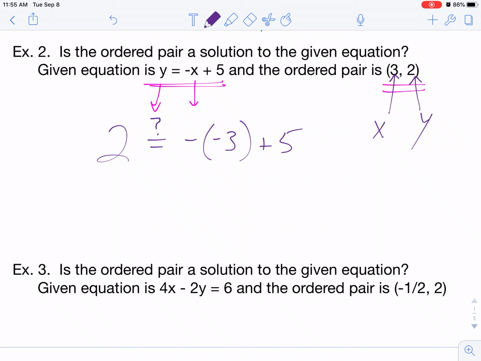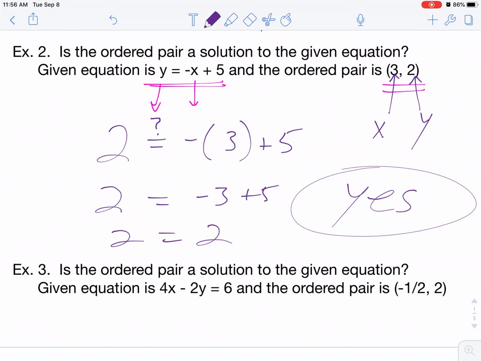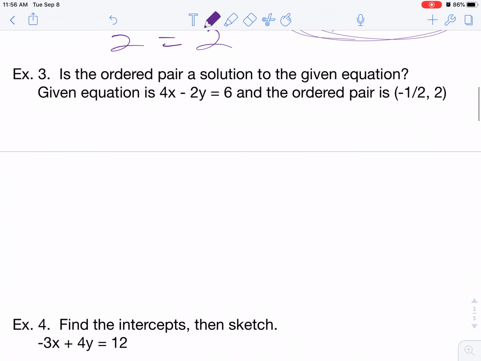Now this becomes a question. We don't know if they're equal or not. That's what you have to decide. So the question is, are those things equal? Does 2 equal... Oh, I screwed up on the sign. That's not a -3, it's a +3. So the x value is just a 3. So does that work out? Does 2 equal 2? Yes, that works. Okay, so it's a yes or no question. Is the ordered pair a solution?